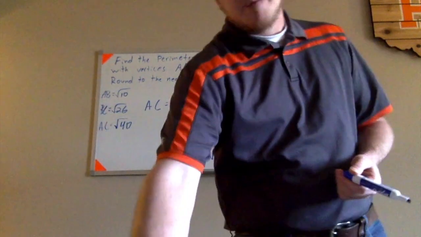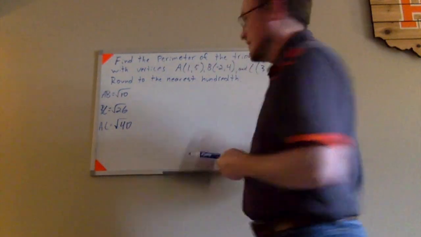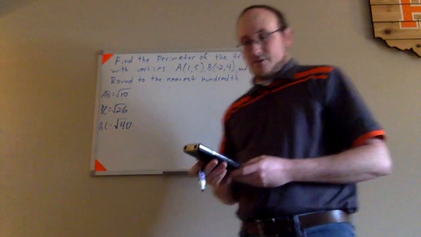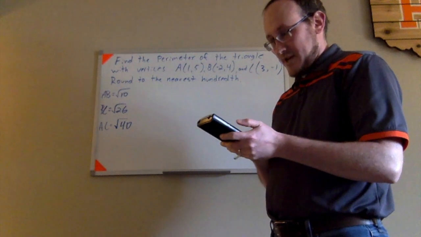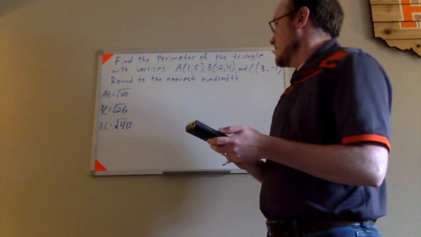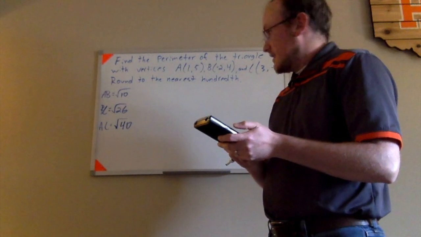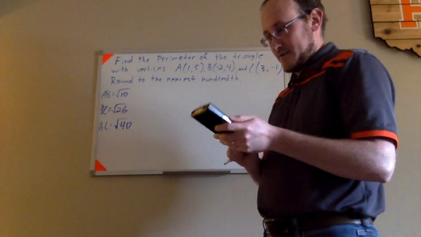And then to finish this problem out, we just need to go to our calculator. And we need to add all these up, and then we need to round them to 2 decimal places, to round to the nearest hundredth. So I go to my calculator. I'm going to do the square root of 10. Make sure you close the parenthesis after the square root in your calculator. Plus the square root of 26. And then finally plus the square root of 40.